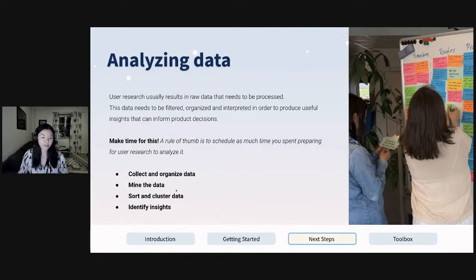Some basic steps are: organizing and collecting all that information, putting it in one easy place to access; mining everything, so you look through all the data, findings, quotes, anything that's helpful or interesting; sorting and clustering, finding any groupings or patterns that have come up based on the way you reframed that information; and then identifying insights, looking at what's actually important and what to share.